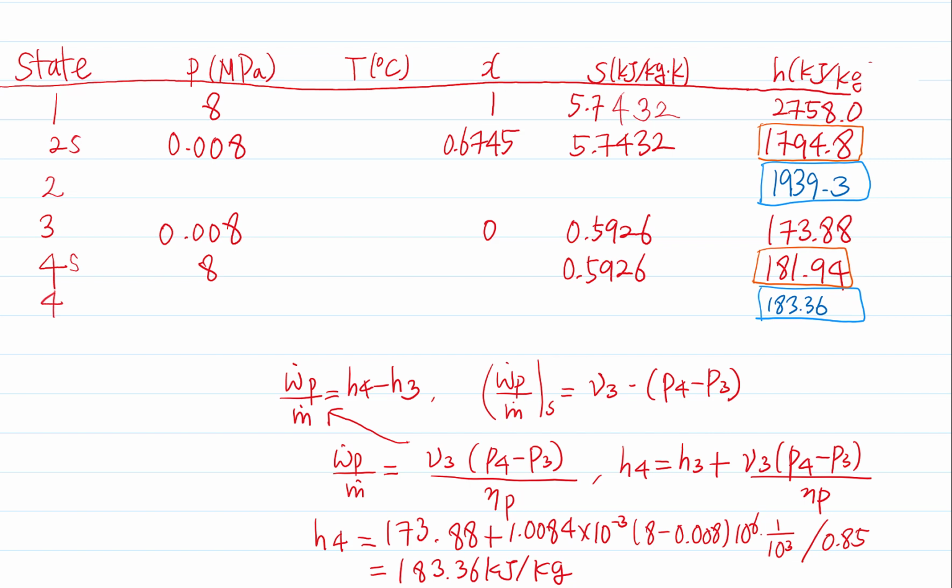So now we have H2 and H4 for the actual processes. The remainder of the question is quite the same as example 8.1. We'll just solve the first part of the question. Determine the thermal efficiency of the cycle. So we are going to use the updated table with the new H2 and H4.